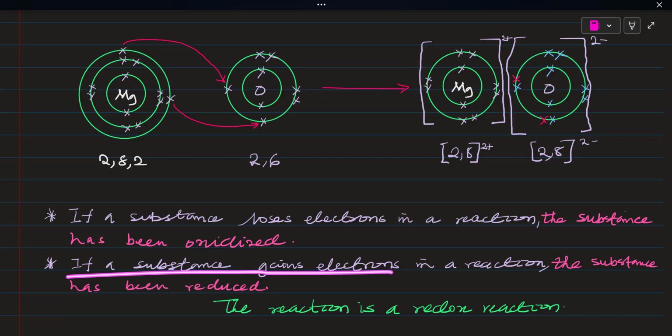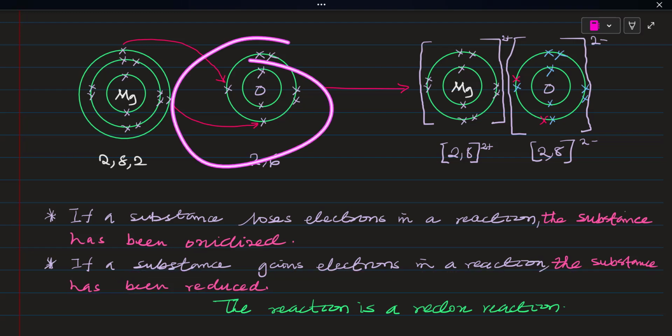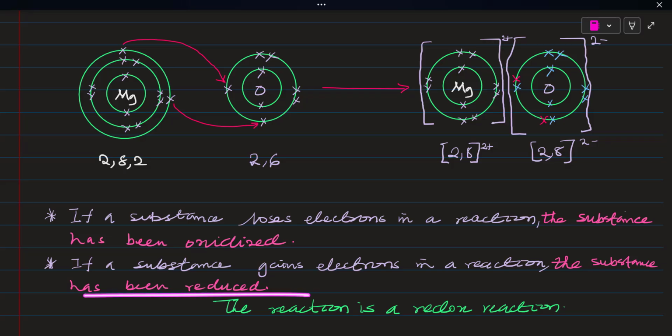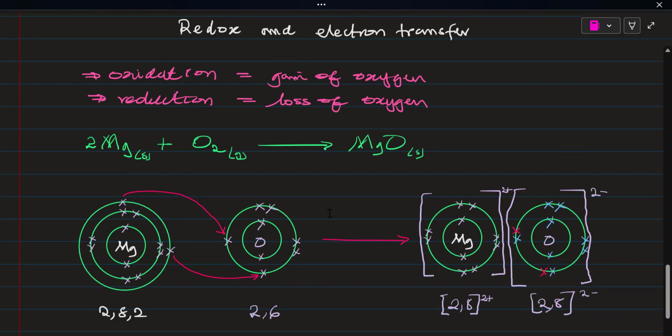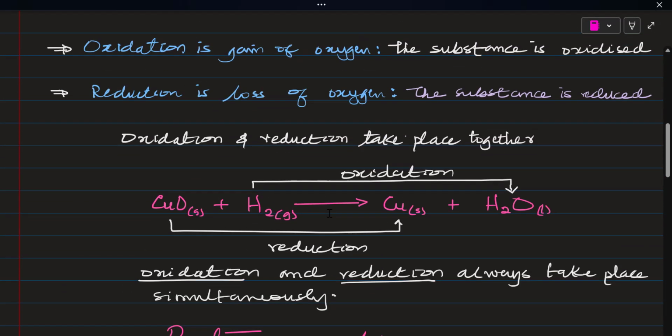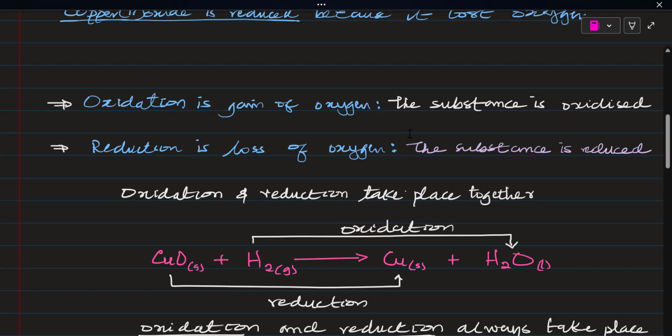And if a substance gains electrons in a reaction, the substance has been reduced. So oxygen gains electrons from magnesium, and oxygen has been reduced. If you go back to our previous definition, if a substance gains oxygen, you can see that substance has been oxidized.